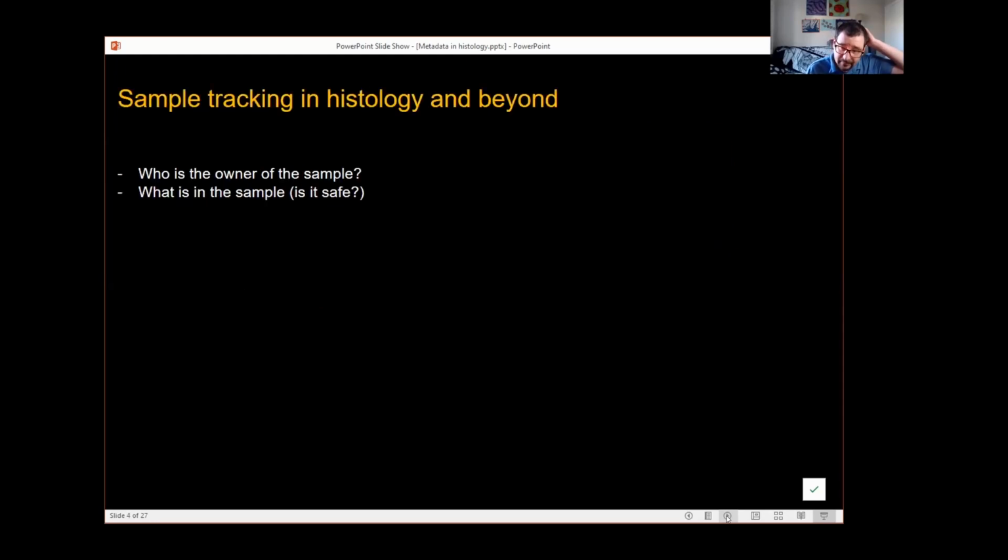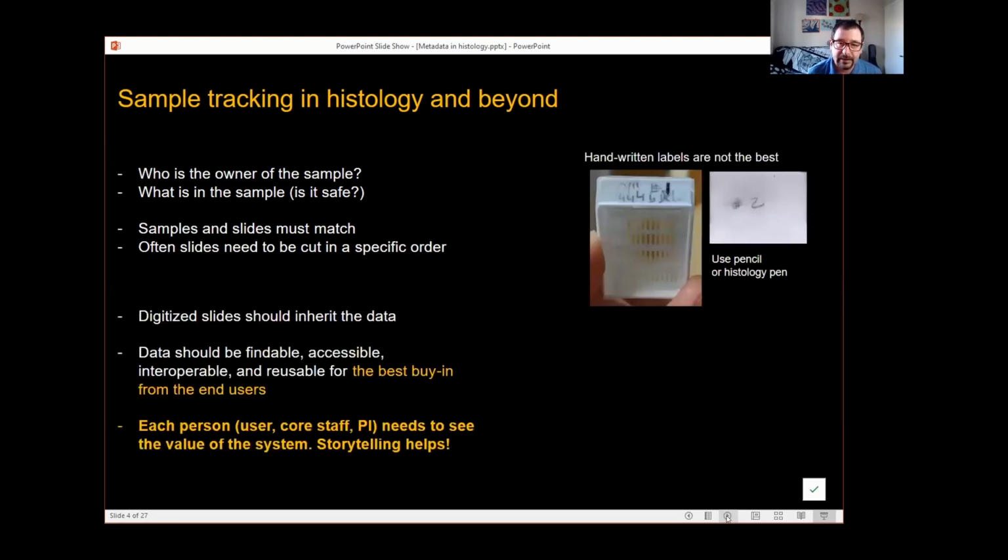So in terms of just very broadly and generally, from a perspective of a core lab, we definitely need to know who is the owner of the sample, and if that sample is safe for us to handle, right, at the minimum. Then the thing is that the slides and samples must match. So we will need to make sure that the slide that's been cut from a tissue block matches it. It needs to be done for every single item that we make. As you can see, handwritten labels are not the best. More than that, slides often need to be cut in a specific order.